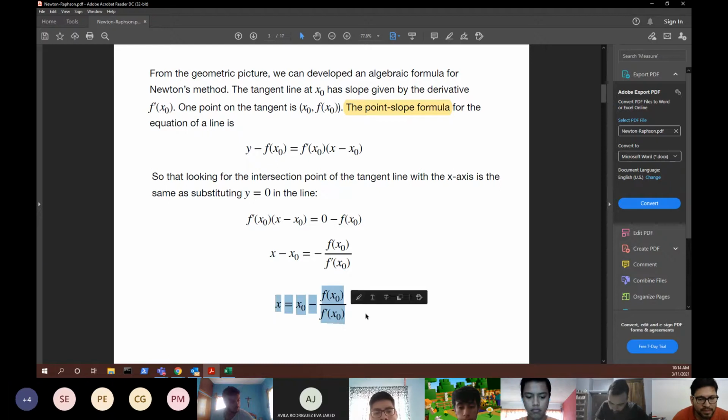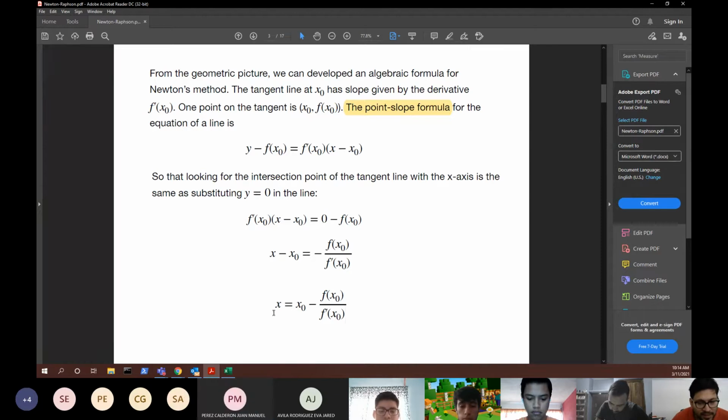And if you think about it, now that you know more methods, right? If you think about it, this line, what is this? What is this in general?